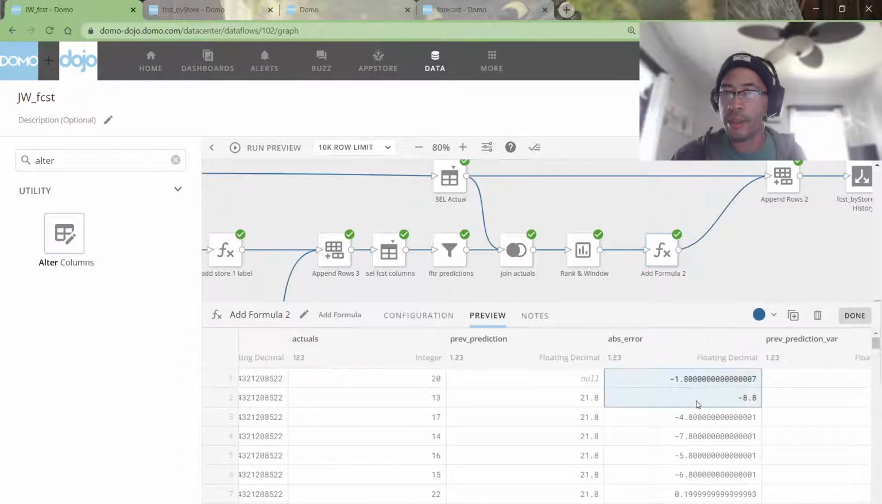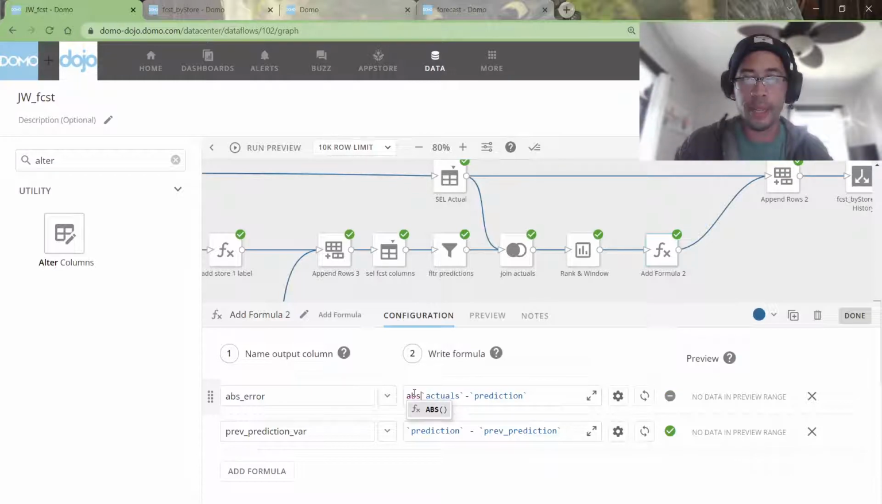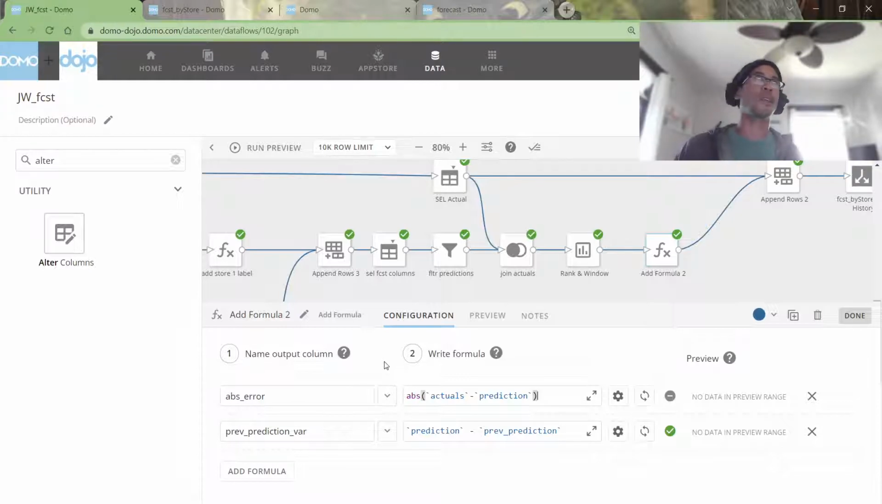My error. I'm still not using absolute error, but I can see here I'm tracking my error to the prediction, and I didn't actually wrap it in absolute, which is why that number is negative. Sorry. Cool. So now I can say, here was my prediction on this date. Was I good or bad?